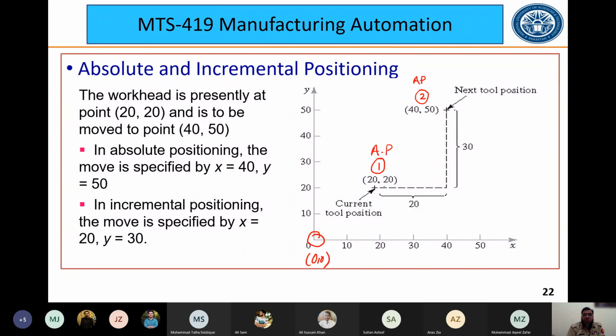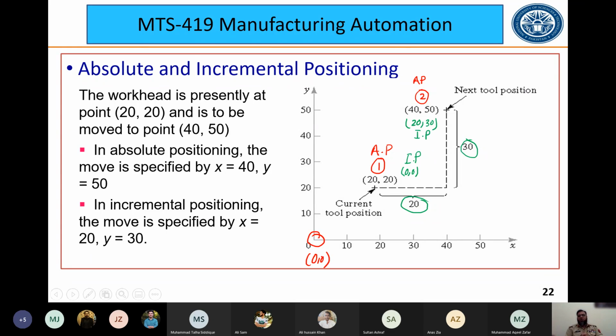Okay, now what happens if I'm using the incremental system? So इस 20, 20 पे पहुंच के वो इसको consider करेगा कि now this is 0, 0, and मैं इसको giving it a name of incremental positioning system. So it will consider this 20, 20 as 0, 0, and then it will move to this location while considering the previous point as 0, and it is going to move 20 and 30. So the second point will be actually 20 and 30 in incremental positioning system.